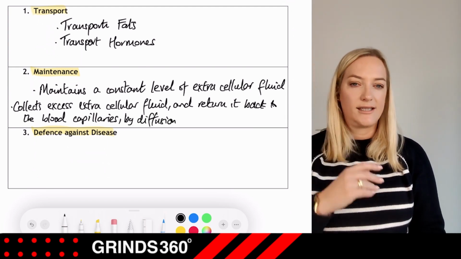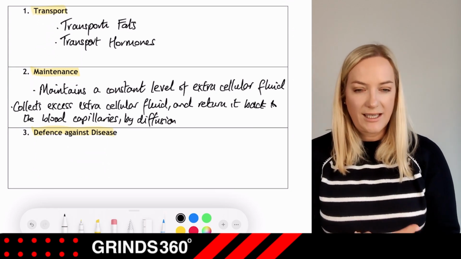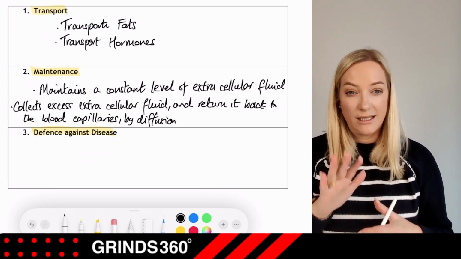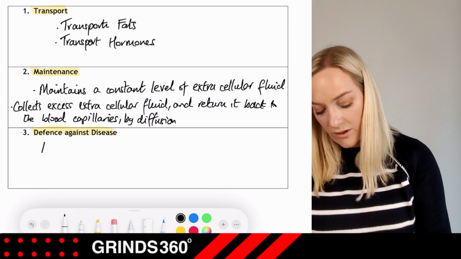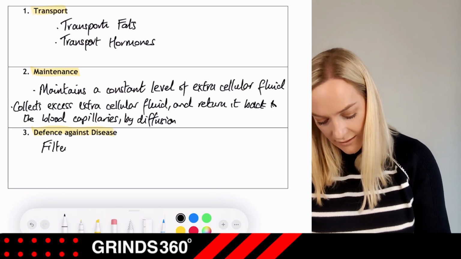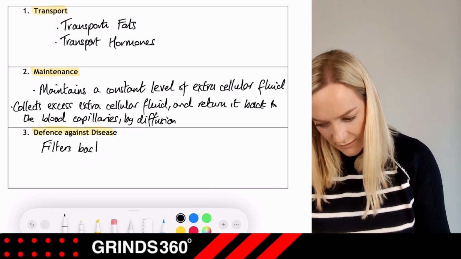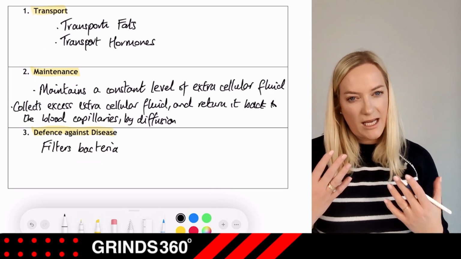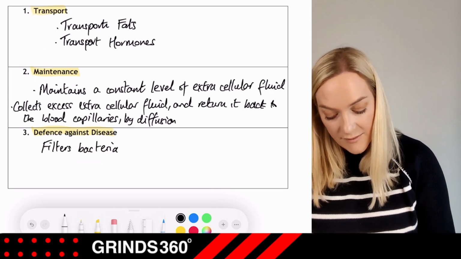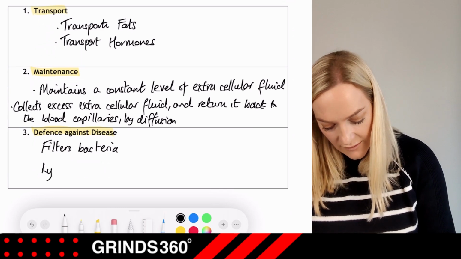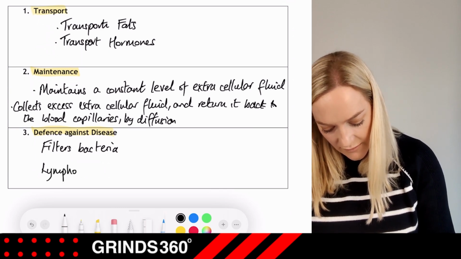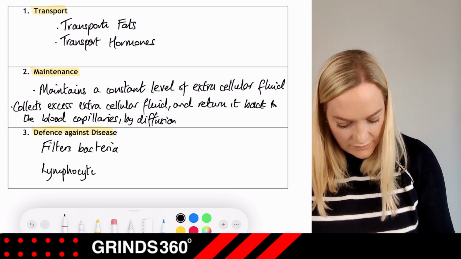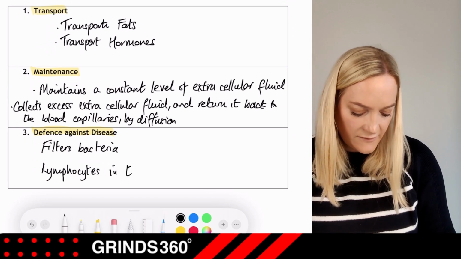The defense against disease. What it does, it filters bacteria. It's the lymph nodes that filter bacteria. And the defense we have, how's that done? That's by your lymphocytes. Lymphocytes in the lymph nodes.